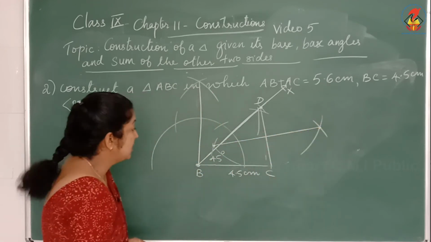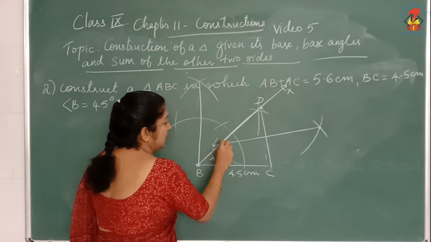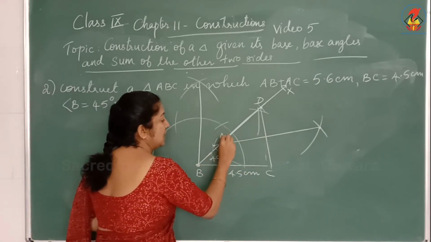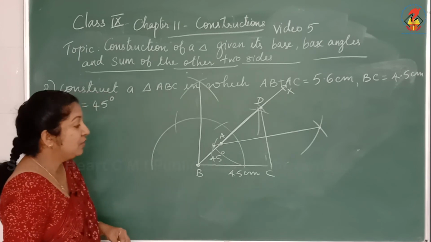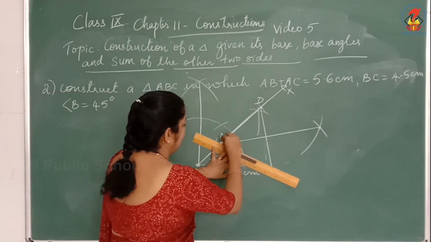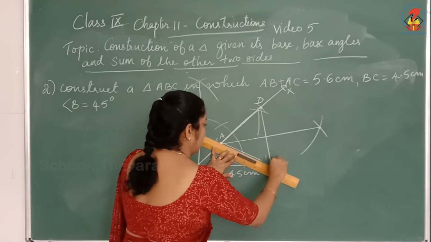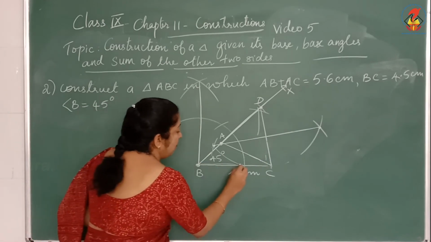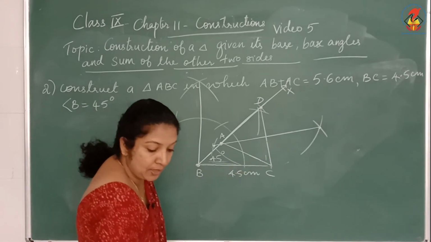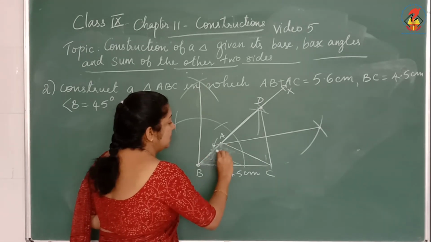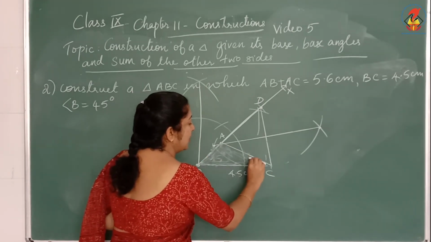This is the point where this perpendicular bisector is touching on BD, which you can take as A. Then you have to join A and C. So triangle ABC is a required triangle, which you can shade like this.